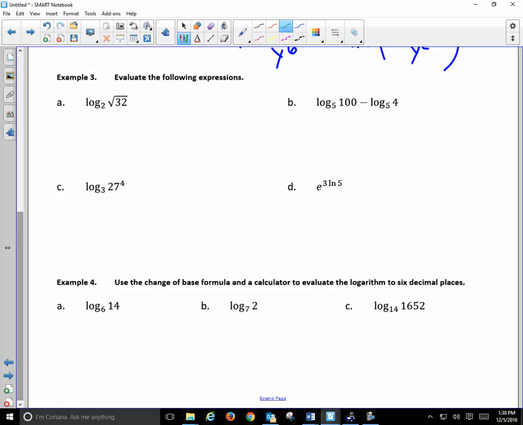So let's evaluate these expressions by using some of our operations that we did and changing some of our bases. So we have the log base 2 of the root of 32. I'm going to rewrite this as log base 2 of 32 to the 1/2 power. So what can I do with that 1/2? All right, so I have 1/2 log base 2 of 32. And now I'm going to do one more thing. I'm going to create 32 to have a base of 2. So log base 2 of 32 would be 2 to what power? 2 to the 5th power.